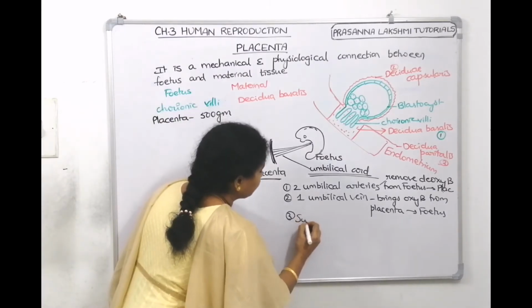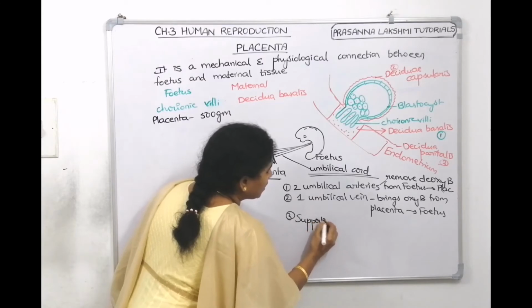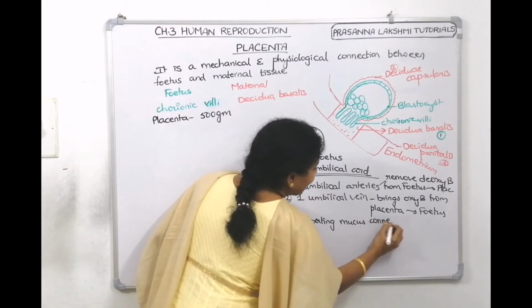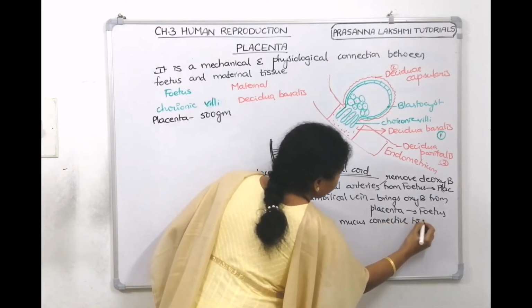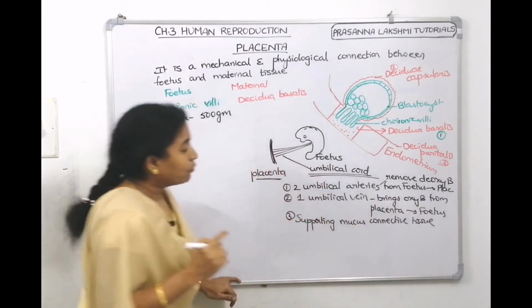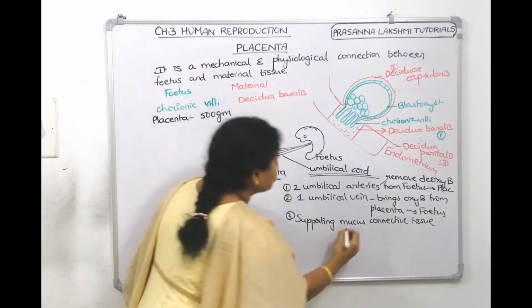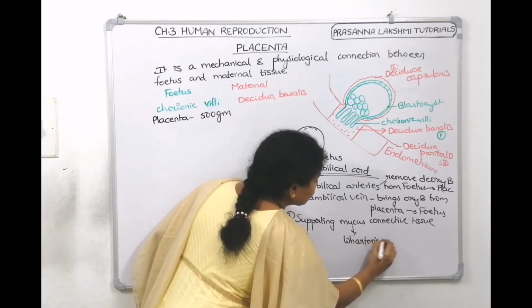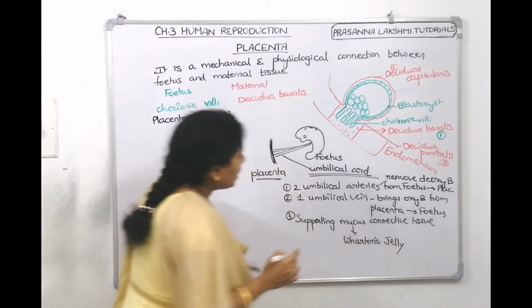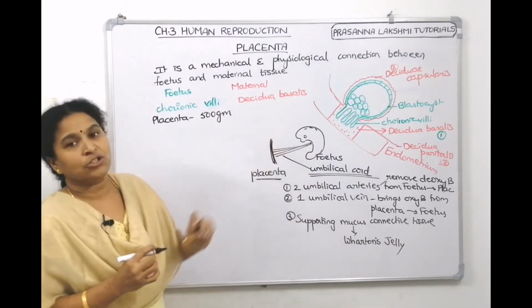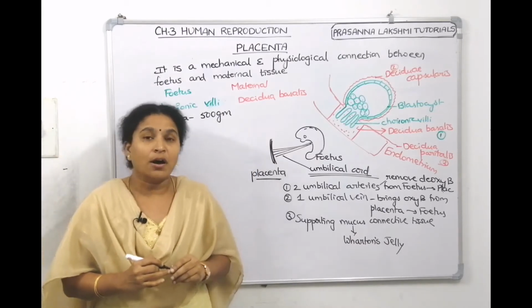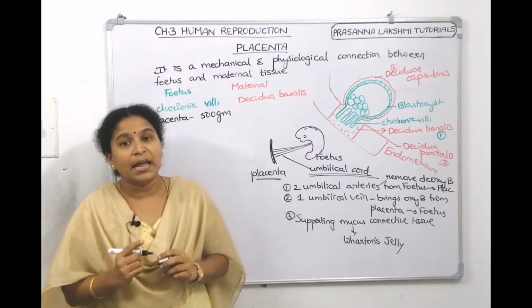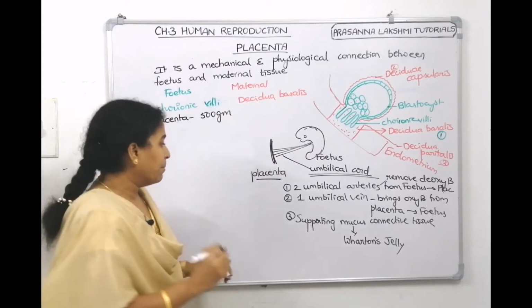It has a supporting mucous connective tissue. What is it called? Warthin's jelly. These are the components of the umbilical cord, and this umbilical cord is completely covered by a layer of amniotic membrane.